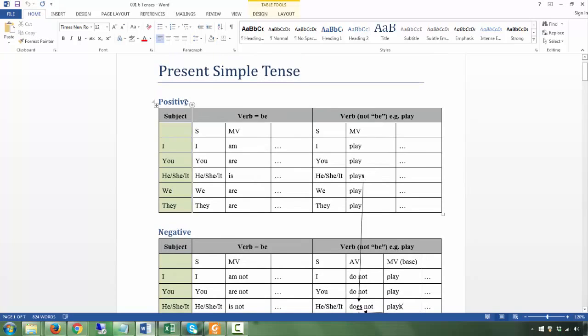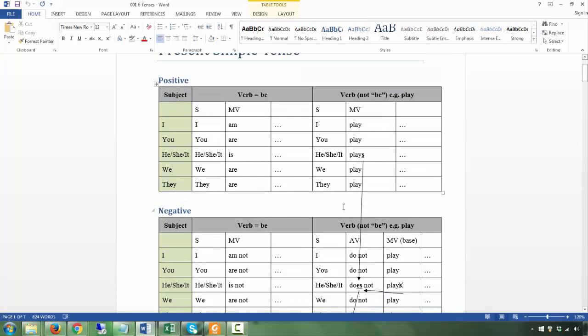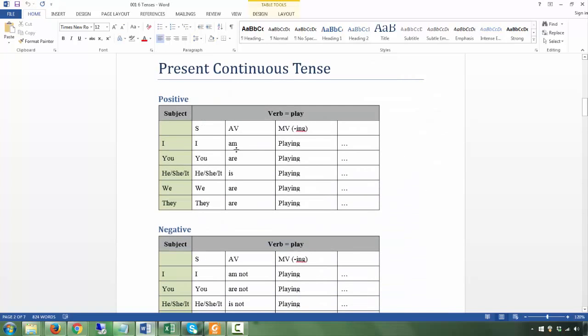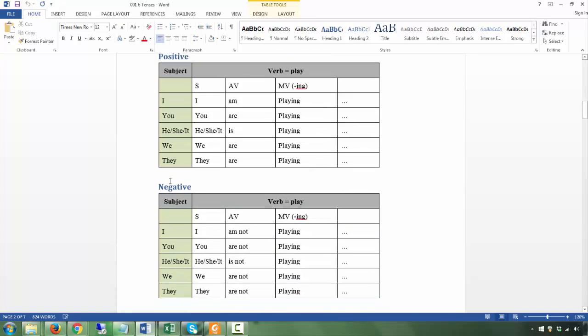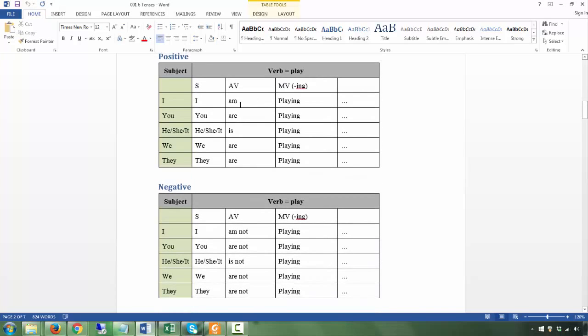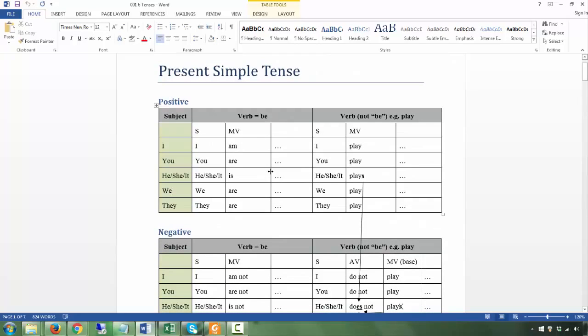Then we talked about how you have positive, negative, and question, because the way we form it is different, right? We went through how you form the present continuous. For the positive, you just put the be plus verb ing. For the negative, put a not there. For the question, you kind of reverse these positions. Very simple. Now present simple is more difficult.